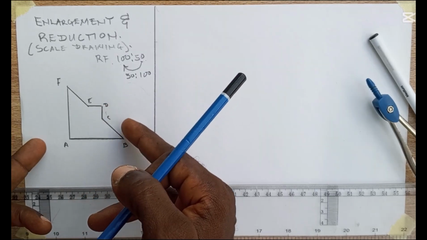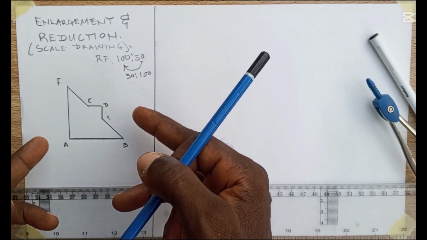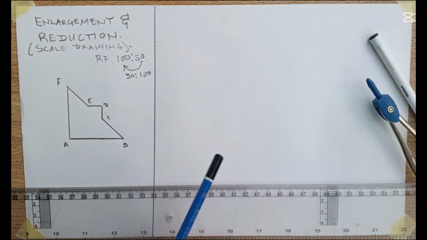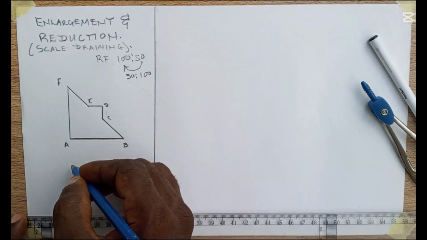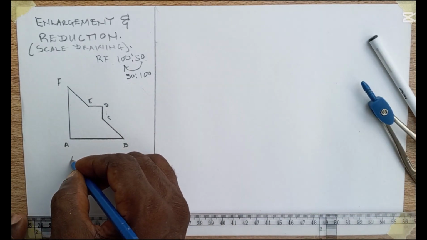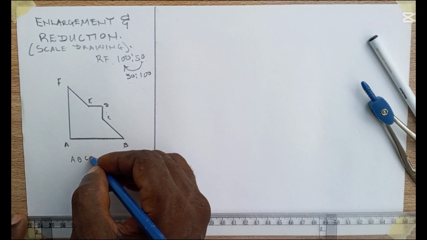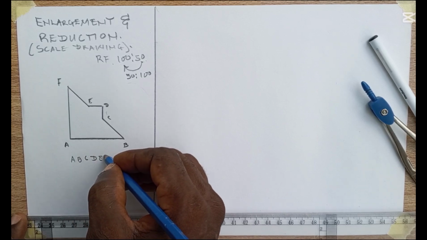So this is a particular project we want to do now, a particular job we are going to do. We are going to enlarge this object given to us. The name of the object is called A, B, C, D, E, F.